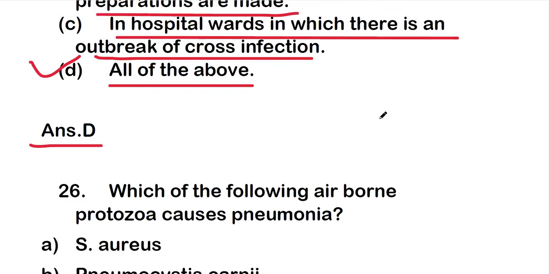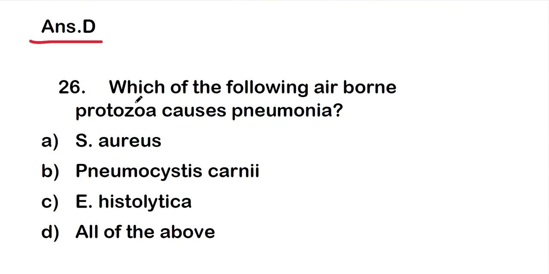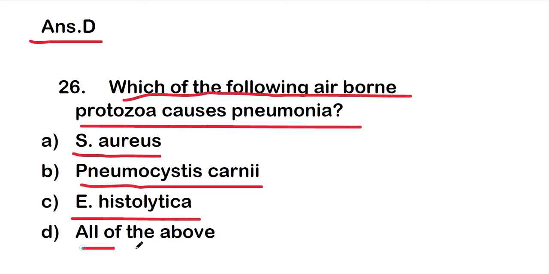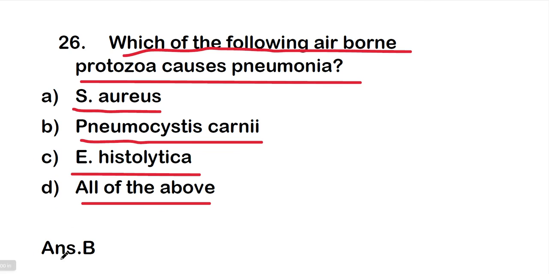Okay, so move on to the next question, that is, which of the following airborne protozoa cause pneumonia? So the options are S. aureus or Staphylococcus aureus, Pneumocystis carinii, Entamoeba histolytica, or all of the above. And the right answer is option B, that is Pneumocystis carinii. So Pneumocystis carinii, that is an airborne protozoa which causes pneumonia.